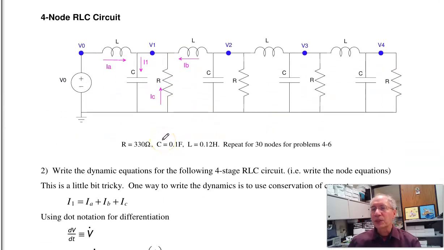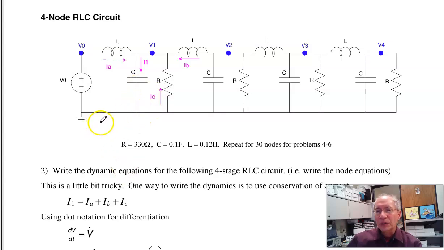Going on to problem 2. If we have an RLC circuit, the equations for this wind up being second-order differential equations. Now there's a couple ways to write the dynamics. One approach is as follows. For the capacitor, I know that I1 is C dV/dt.